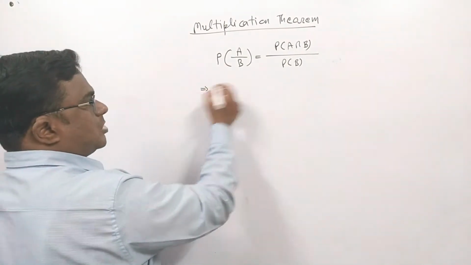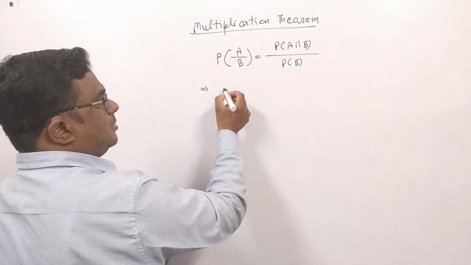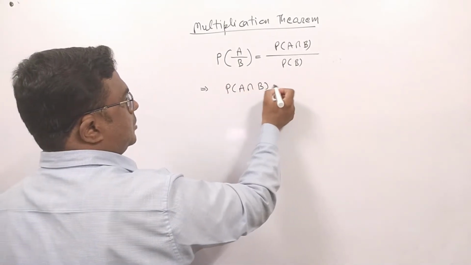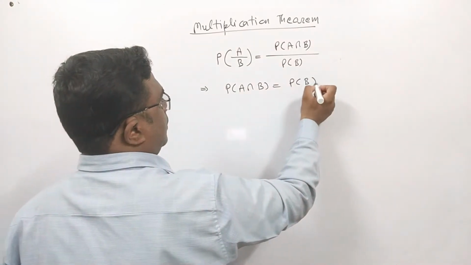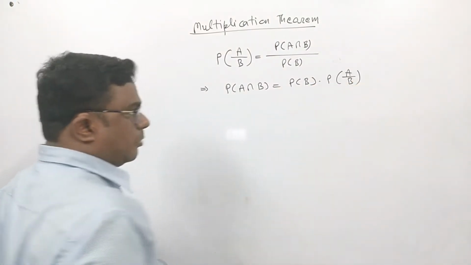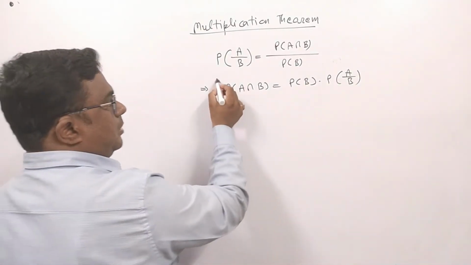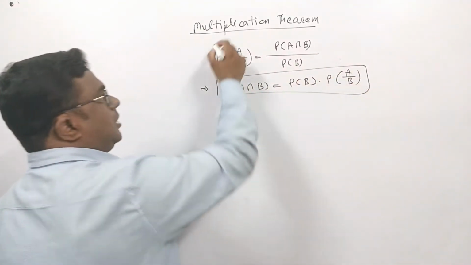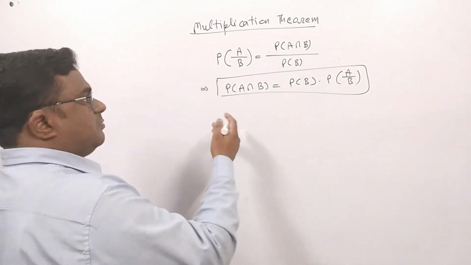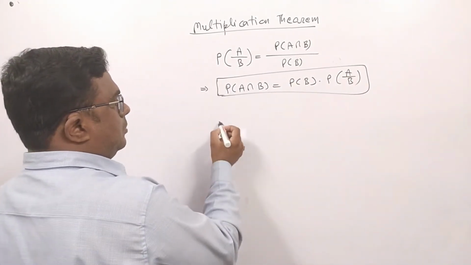Now if I do the cross multiplication, then what will happen? P(A intersection B) is equal to P(B) into P(A|B). Okay, so this formula is known as multiplication theorem on probability. Let us see this formula in another way also.